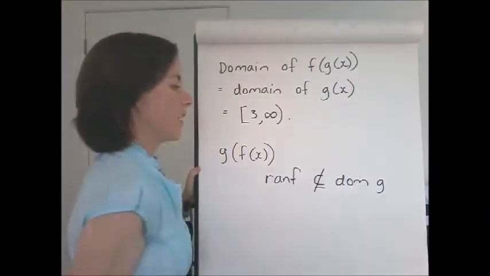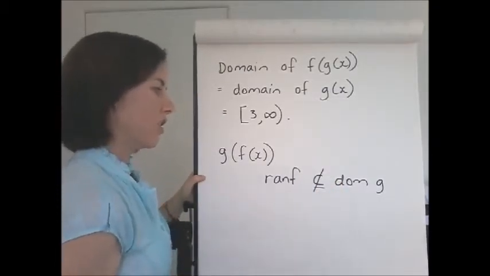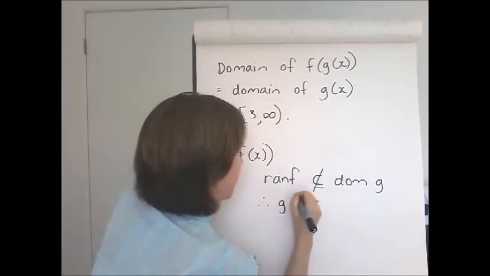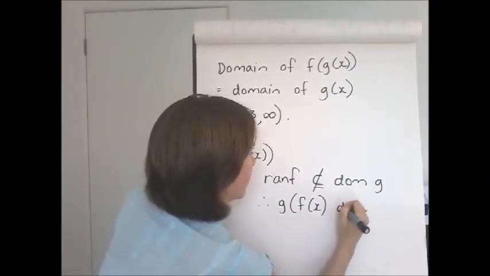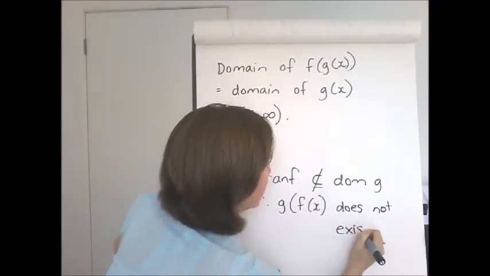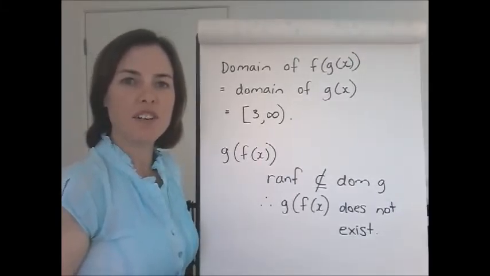So firstly, it's not a subset, and I simply make that change by saying it's not a subset on the symbol. Therefore, g of f of x does not exist. And that's the type of working that you need to show for a question like that.